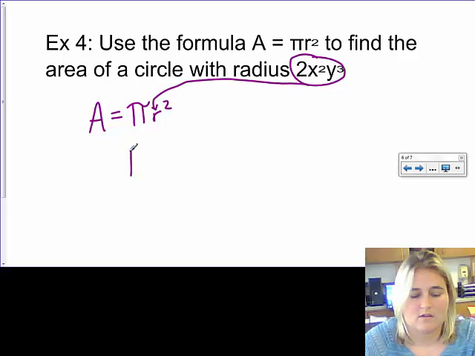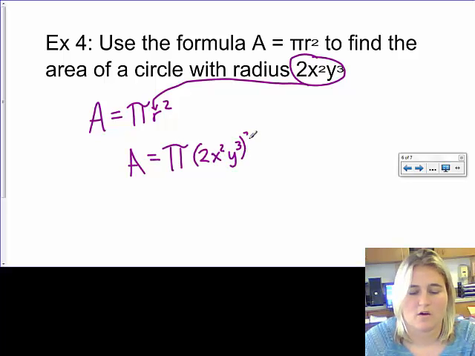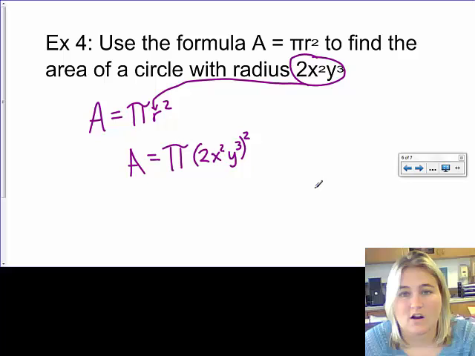So when I do that, I have area equals pi. And then instead of radius, I always use parentheses when I substitute. So I have (2x squared y to the third), and all of that is being raised to the second power. I want you to go ahead and simplify that on your own.